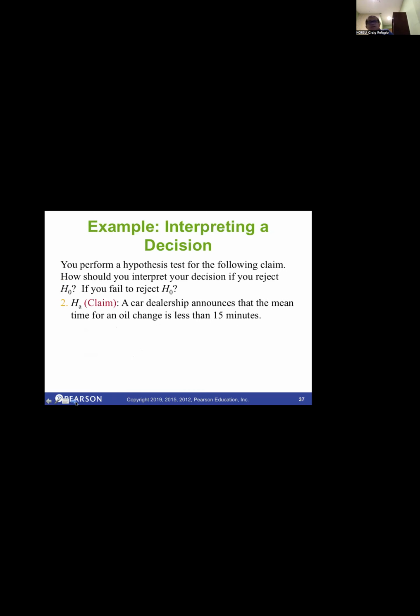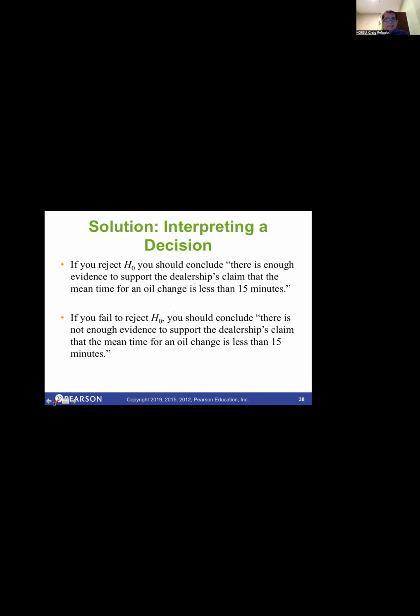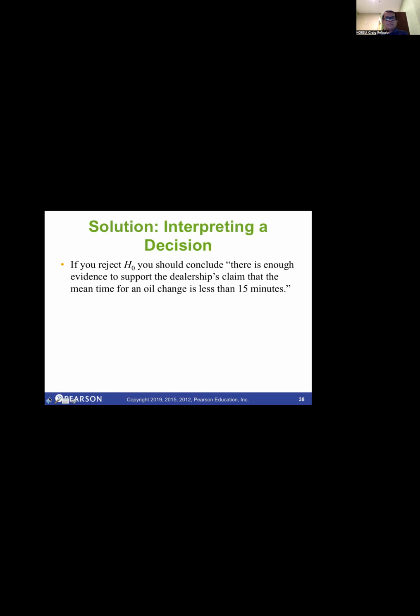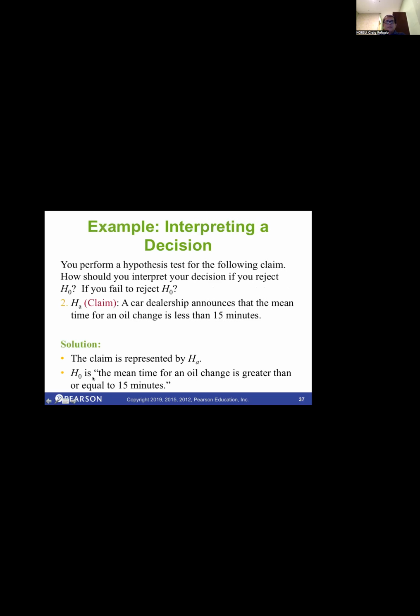Next example. You perform a hypothesis test for the following claim. So again, the claim is HA. We have already seen this in the previous slides. You remember? We have this statement. Okay, so H0 is the claim. Take note, H0 is the claim: the mean time for an oil change is greater than or equal to 15 minutes.